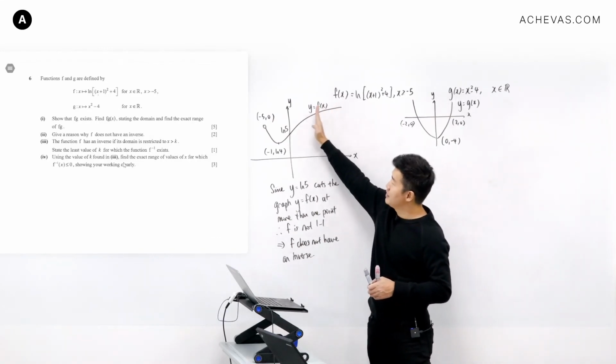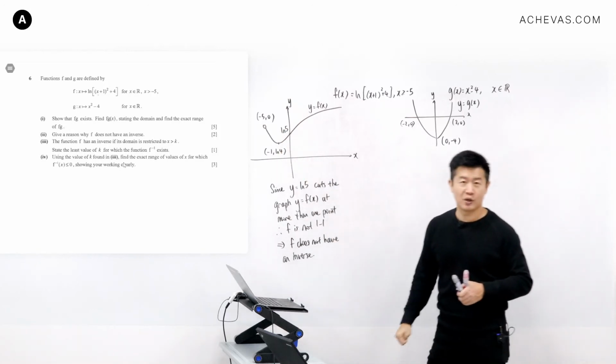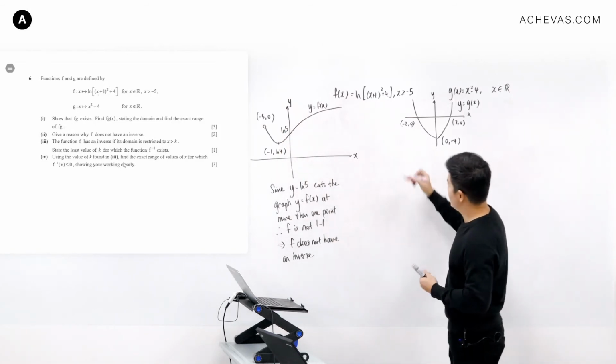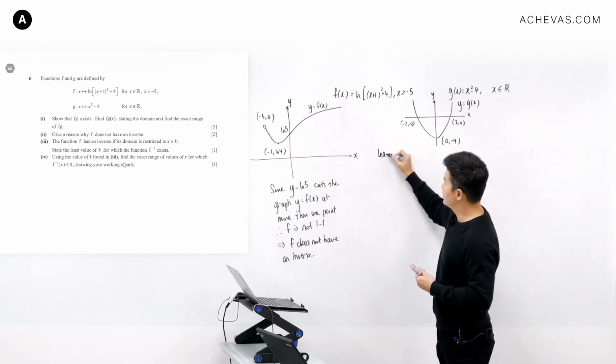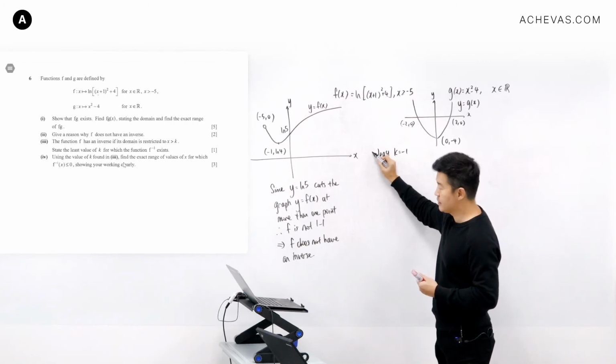k can be here, k can be here, k can be here. The least possible k can go is -1. That means, so what is the least possible value of k? The least possible k is equal to -1. This is in part 3.